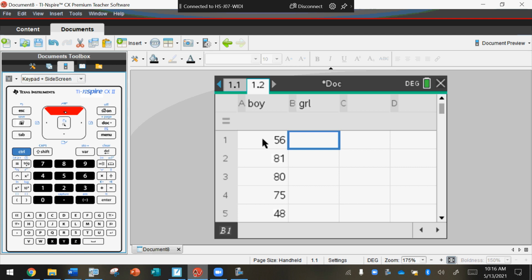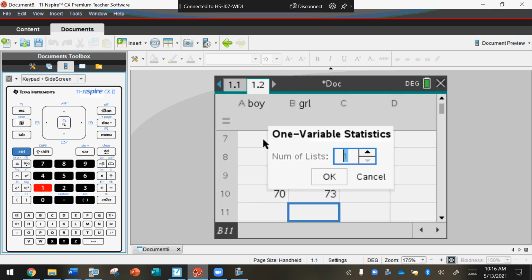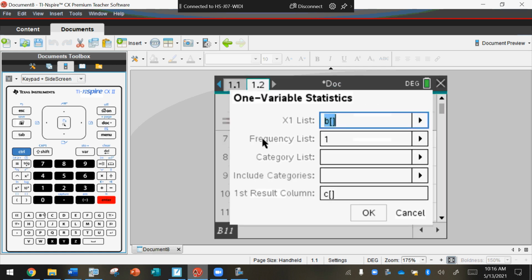All right, for the girls team, we have a 60-point game, a 72-point game, 61, 58, 78, 65, 66, 55, 65, 73. All right, so now it asks us to calculate the standard deviation for both teams. So menu 4, 1, 1, enter. I want to calculate the standard deviation for both the boys team and the girls team, and I'm going to put my data in list. I guess C would have been fine.